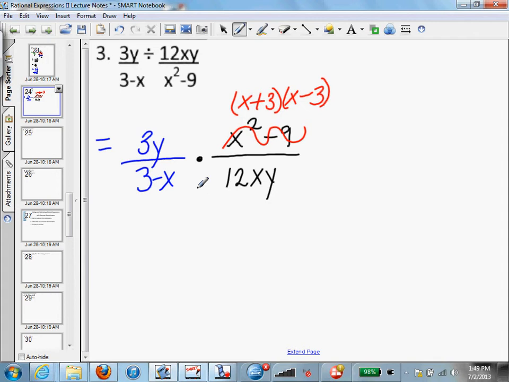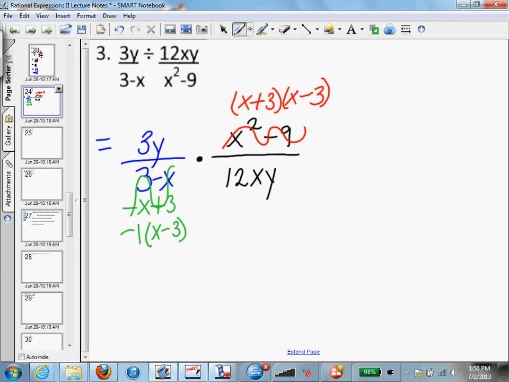Now let's notice that we have 3 minus x. You can rewrite that as negative x plus 3, which is just pulling out a negative 1, and that would just change the sign. So x minus 3. So that would cancel out these previous two terms.